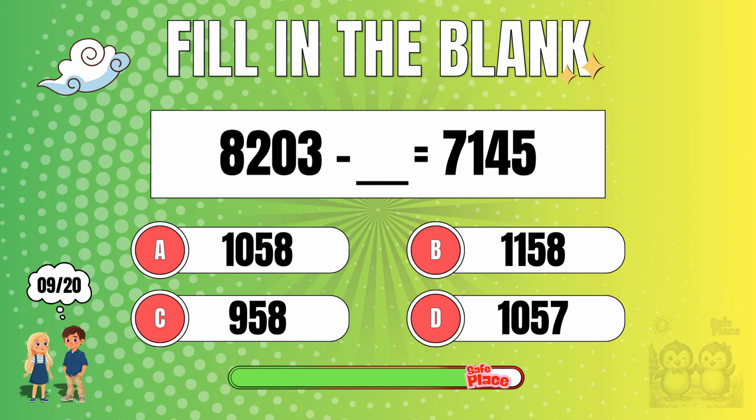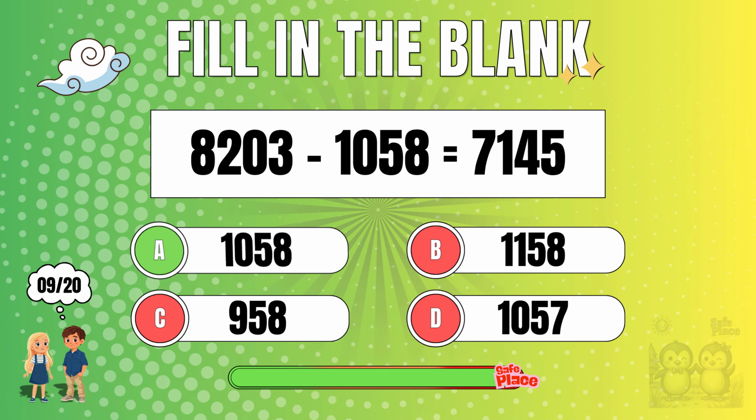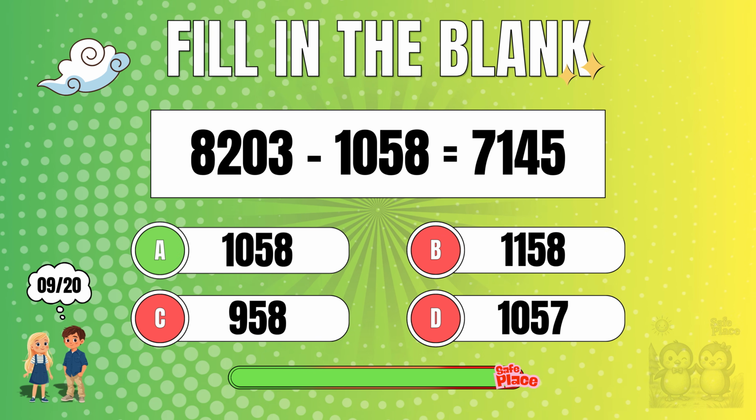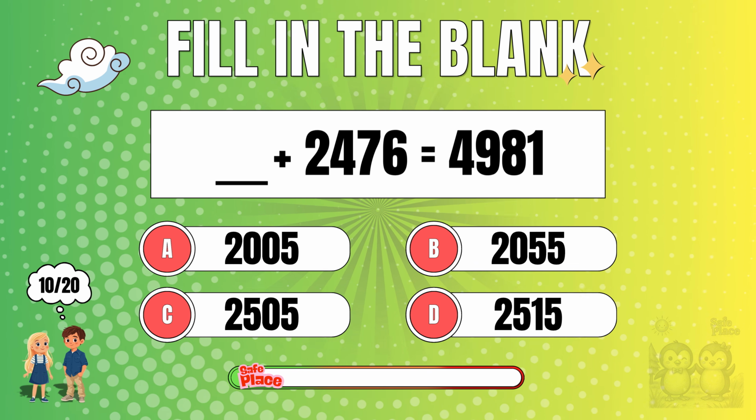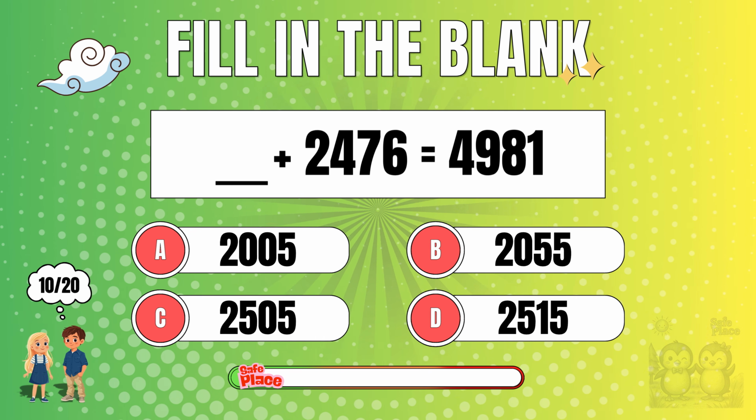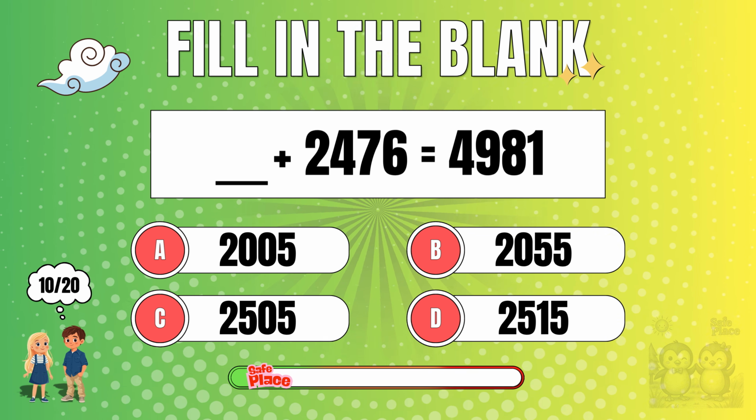Three, two, 1. Let's see. The missing number is 1,058. Blank plus 2,476 equals 4,981.